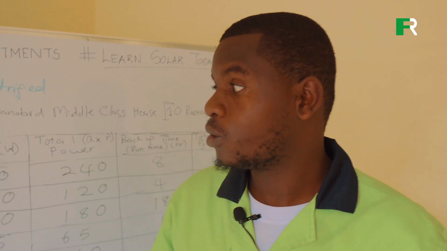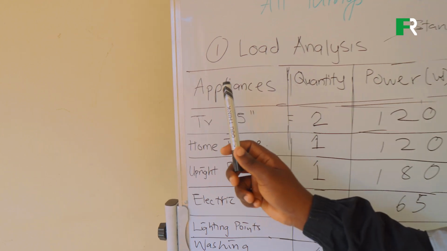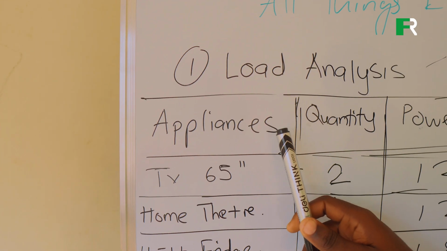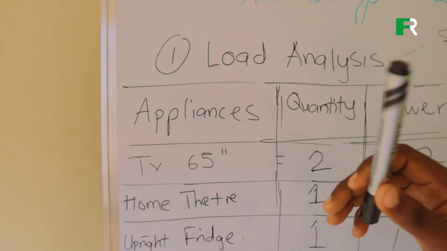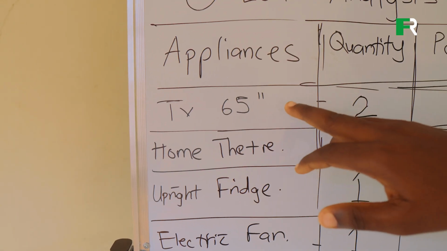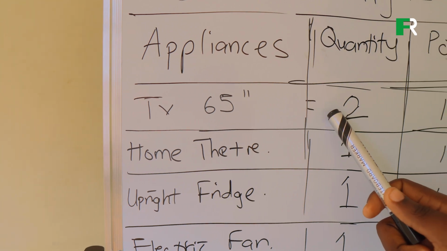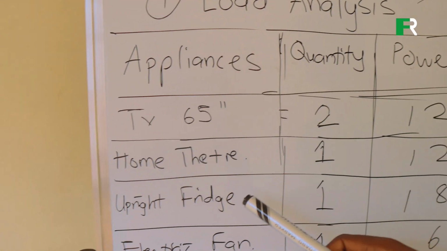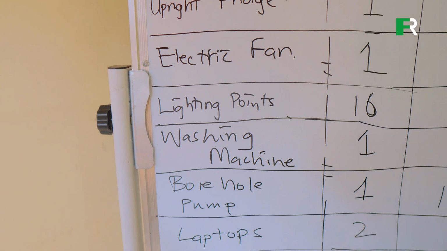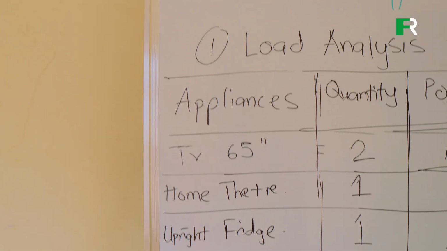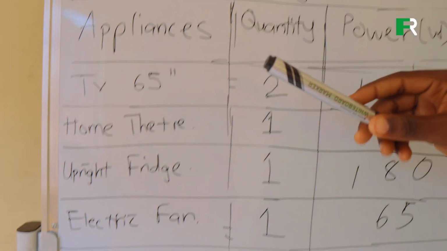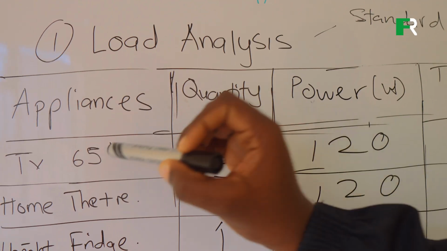Okay guys, so in our table here, the first column is appliances. These are the appliances that the house might have. Firstly we have a 65-inch TV, a home theater, upright fridge, electric fan, the list goes on: washing machine, borehole pump, laptops, decoders and other miscellaneous. Now on the second column we have the quantity of those appliances.